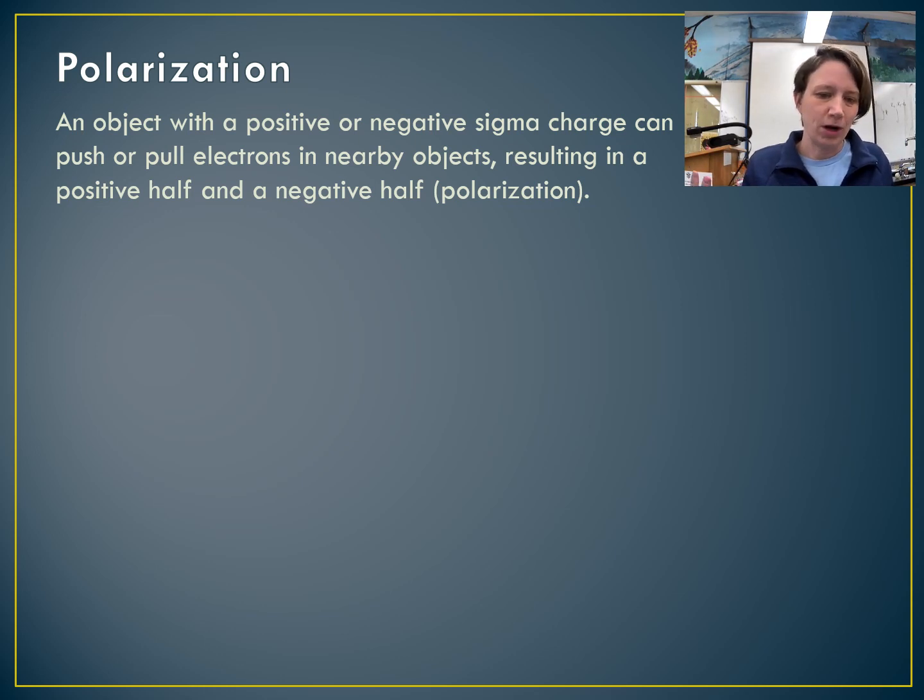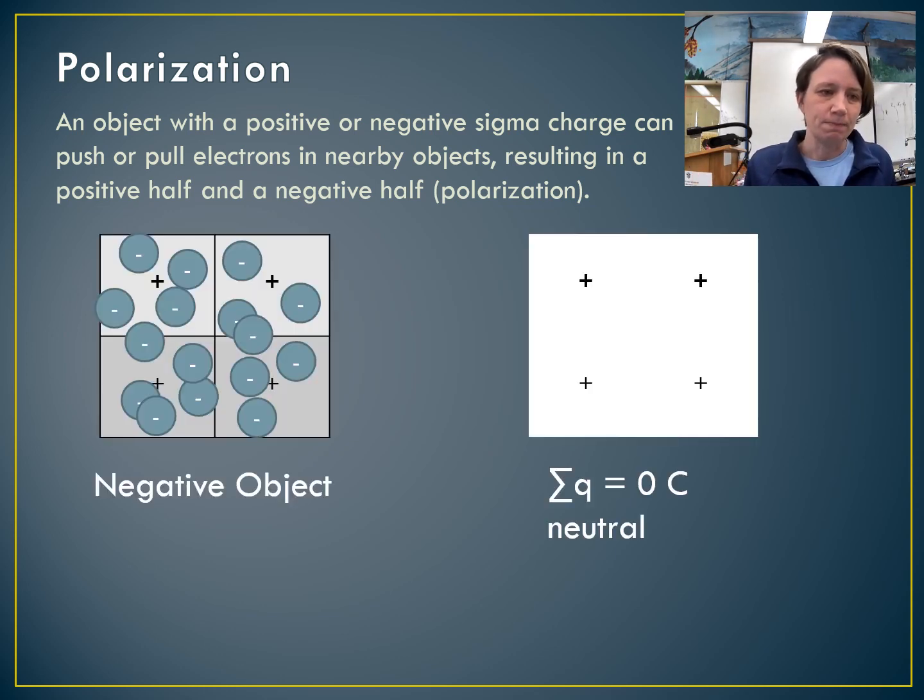So one of the ways you can do this is called polarization. Polarization happens when you take an object that has an unbalanced charge through some reason. We'll talk about how it got that way in a little bit. But we take that object and we bring it near another neutral object. So let's just say we have a negative object there on the left. It's got 4 protons and a whole bunch of electrons, so it's negative.